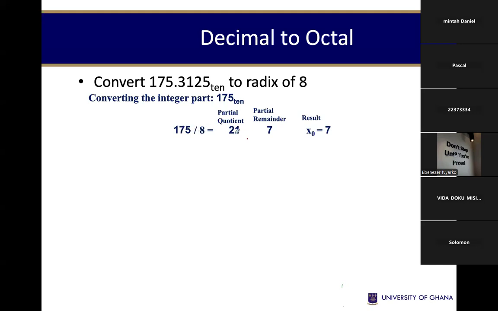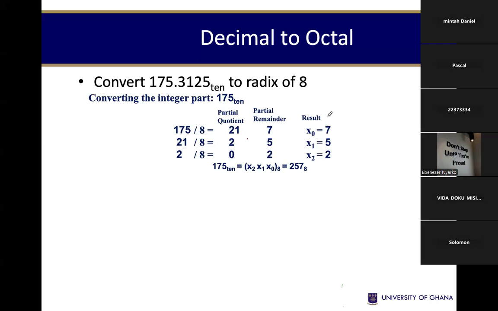175 divided by 8. Then what am I going to have? I'm going to have 21 with a remainder of 7. And I pick the 21 divided by 8. That will also give me 2 with a remainder of 5. So in terms of converting the 175, you're going to end up with 257. We start from the bottom to the top when you do it this way. So don't forget, that's why sometimes it's a little bit dicey when you go by it this way.